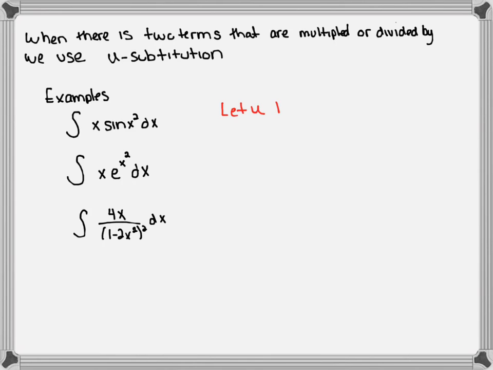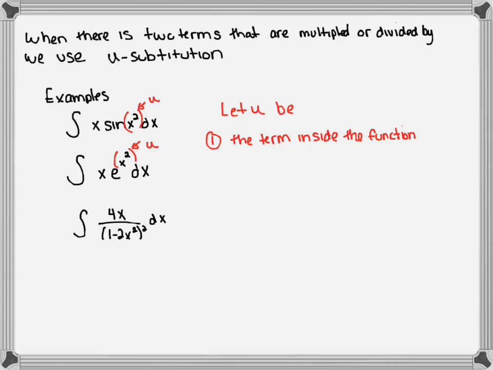be. So u is always going to be the term, I should say 99% of the time, the term inside a function. And by inside a function, I have two terms here: x and sine of x squared. The term inside the function would be x squared. For x and e to the x squared, x doesn't have an inside function. E is a function, so inside the function would be x squared. So that's what we're going to let u be.